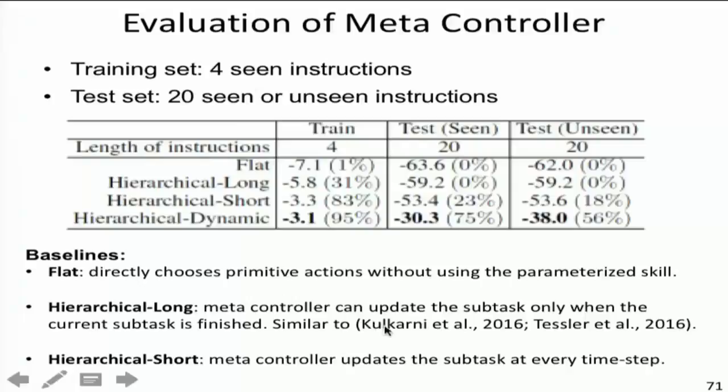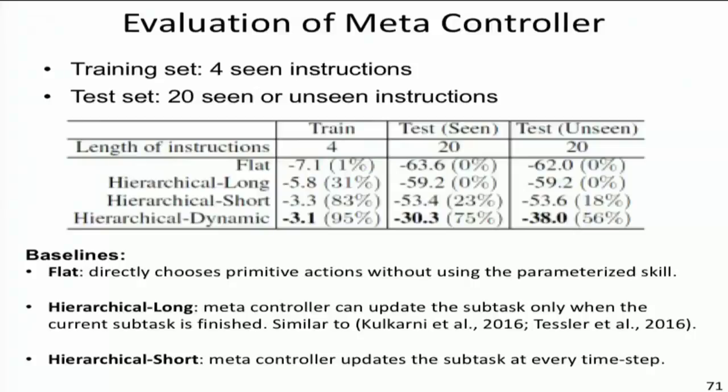And compared to some baselines, such as the non-hierarchical baseline that has the same architecture as ours, but just directly makes a low-level decision every time step without learning this type of parameterized version of the subtask controller. That's what we call flat. And also, hierarchical long means that the agent is not really handling this interruption. So it just waits until the subtask controller finishes the task, and then it will update the task afterwards. So this hierarchical long probably can do a poor job when handling the interruption that happens randomly.